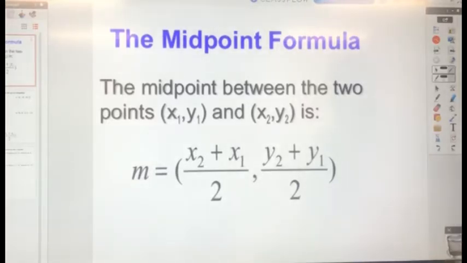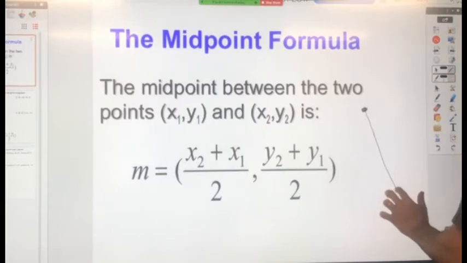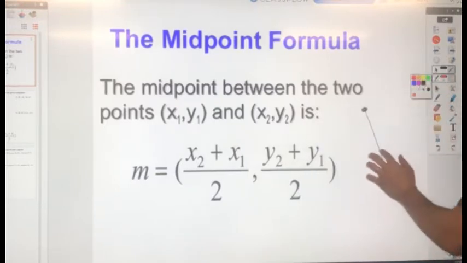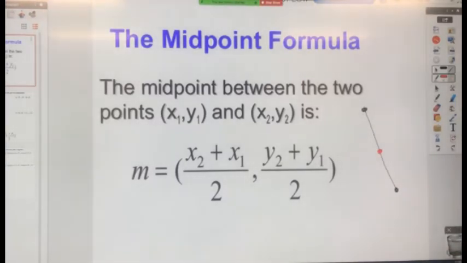Yesterday we looked at the distance formula. So we looked at the distance between 2 points. For today, we're going to look at 2 points and find the midpoints of those 2 points, using this midpoint formula here.